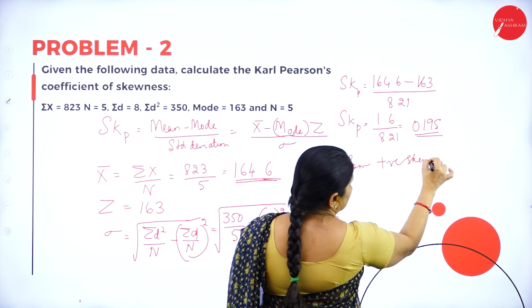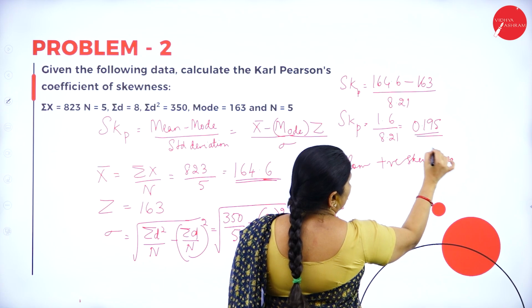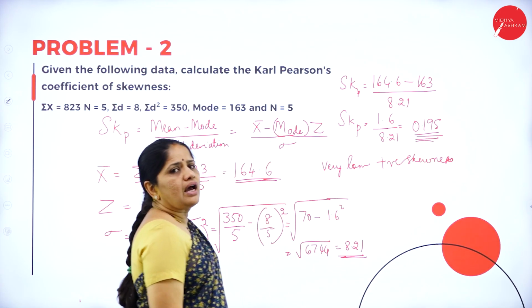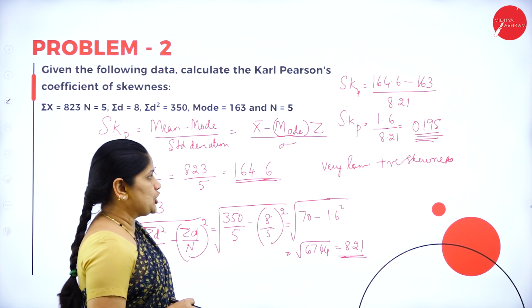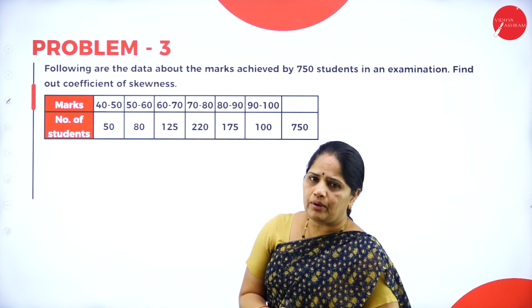So I come to the conclusion. Since the value is a positive number, I say that this given data is positively skewed. Now we have one more problem here.